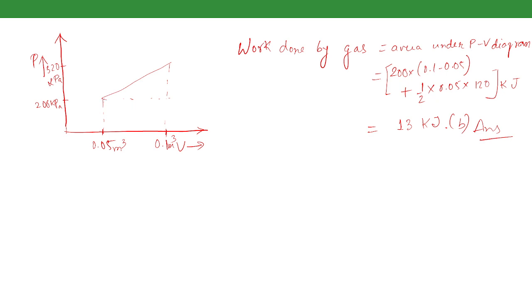So this rectangle area gives the work that is done against the surrounding, which remains at a constant pressure of 200 kilopascal. And the increase in pressure, the area of this triangle, gives the work done due to the increase in the pressure. That is, the area of this triangle gives the work done to compress the spring. Okay, so let me write it.